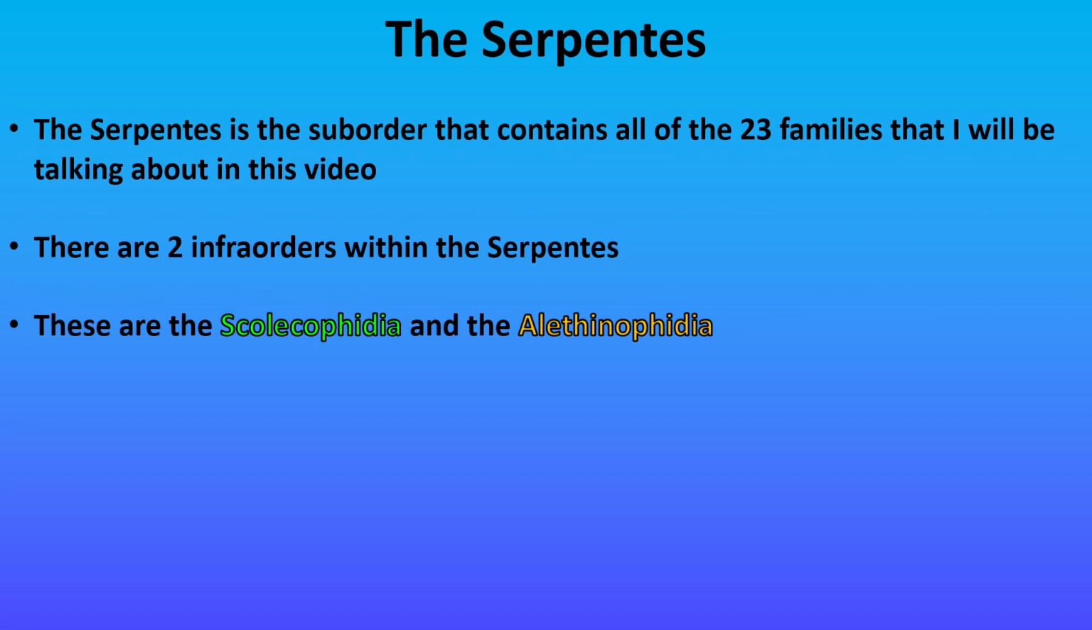So let's talk about the Serpentes. The Serpentes is the suborder that contains all of the 23 families that I will be talking about in this video. There are 2 infraorders within the Serpentes, and these are the Scolecophidia and the Alethinophidia.